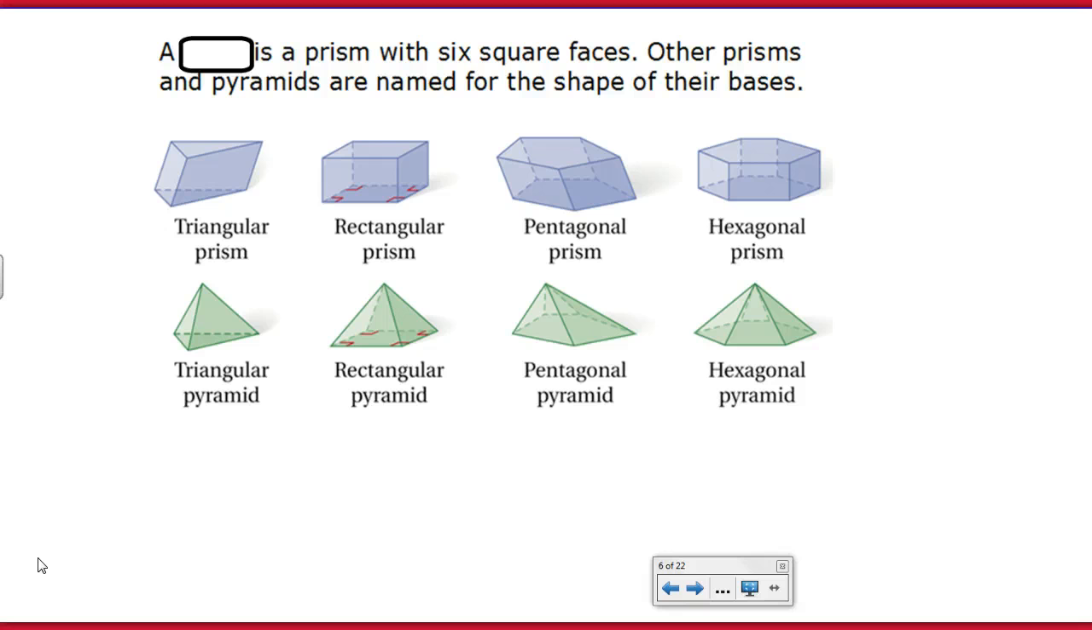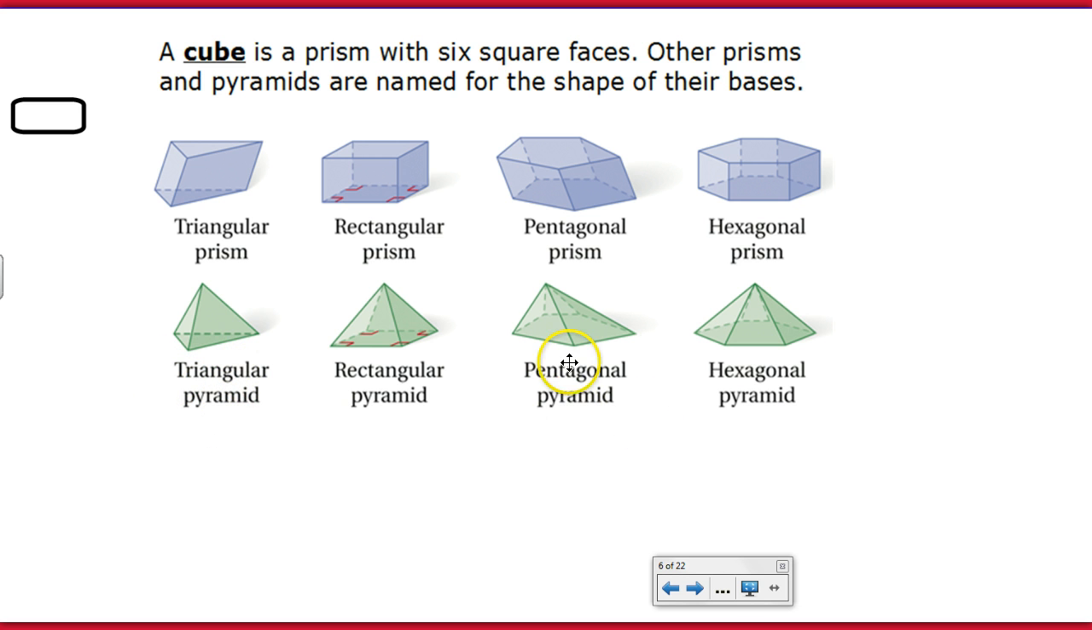So what is a prism with 6 square faces? That special prism is a cube. Other prisms and pyramids are named for the shape of their bases. So we have, in this case, the opposite congruent parallel sides are triangles, so it's a triangular prism. Rectangular prism. Rectangular prisms, any side and its opposite side could be considered a base, right? We have a pentagonal prism, so the 2 congruent opposite bases are pentagons. Hexagonal prism.